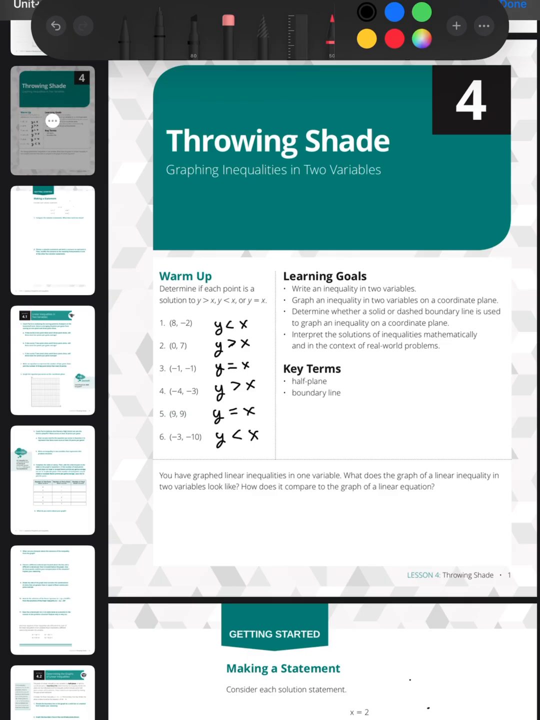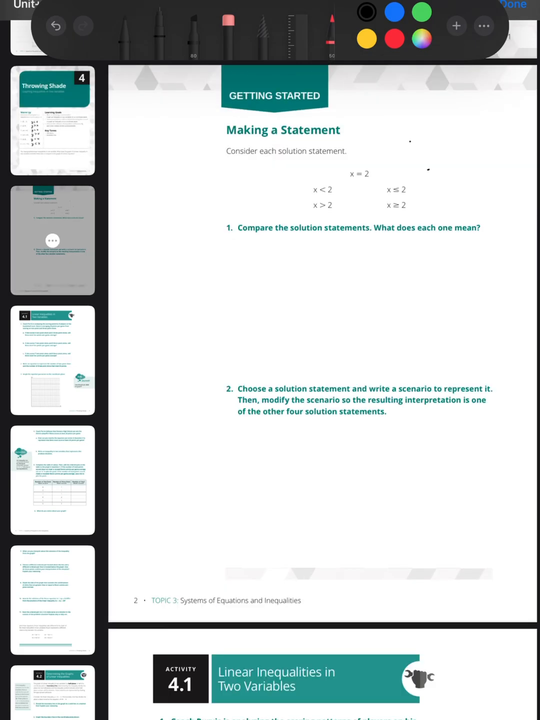All right, so we're going to be looking at today, like I mentioned, graphing inequalities in two variables. Key terms we'll be seeing: half plane and boundary line. On the getting started activity, consider each solution statement, compare the solution statements. What does each one mean? So we're just going to go through each inequality symbol and talk about each one and what they mean.